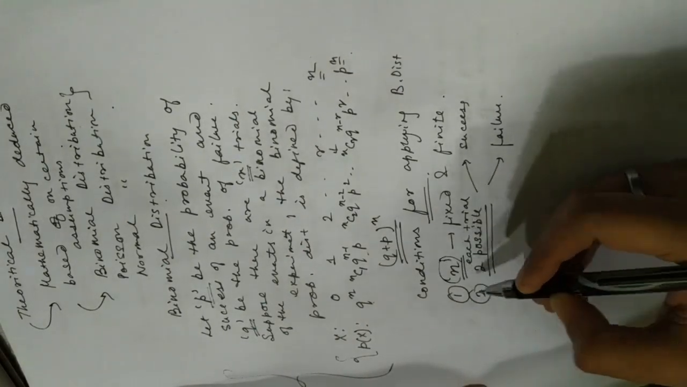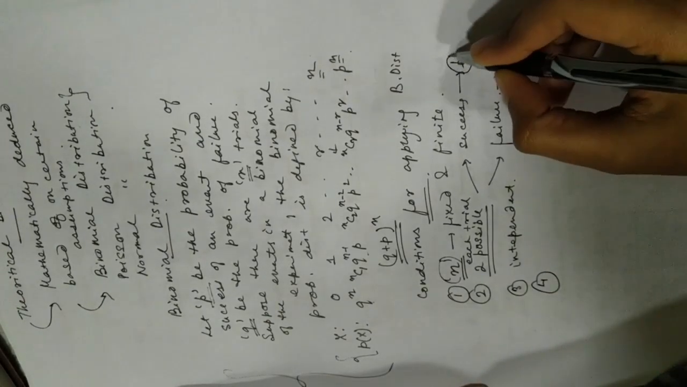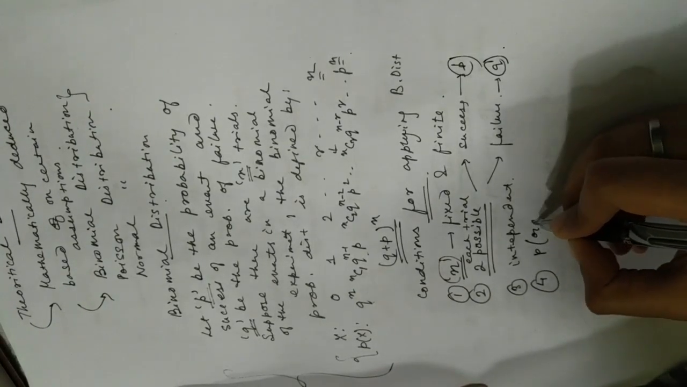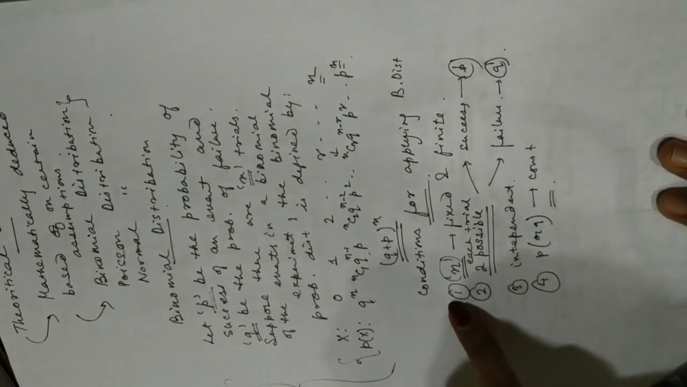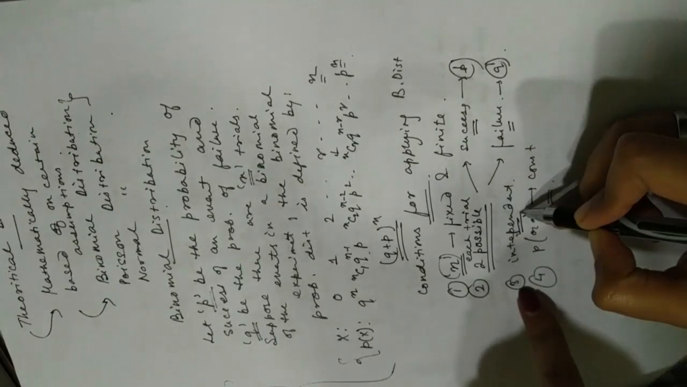The trials need to be independent. All these n trials need to be independent. And the probabilities of success and failure need to be constant for the trials. P and Q need to be constant. So what I mean to say is, if an experiment with a finite and fixed number of trials is performed where only two possibilities happen, either a success or a failure with constant probabilities, and the trials are independent of each other, then the binomial distribution can be applied to such a random variable.